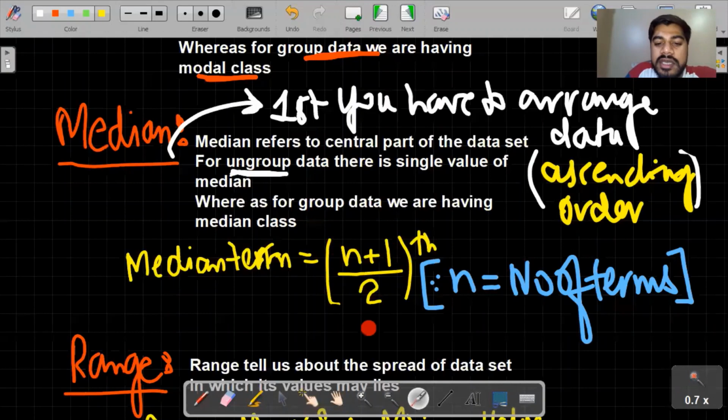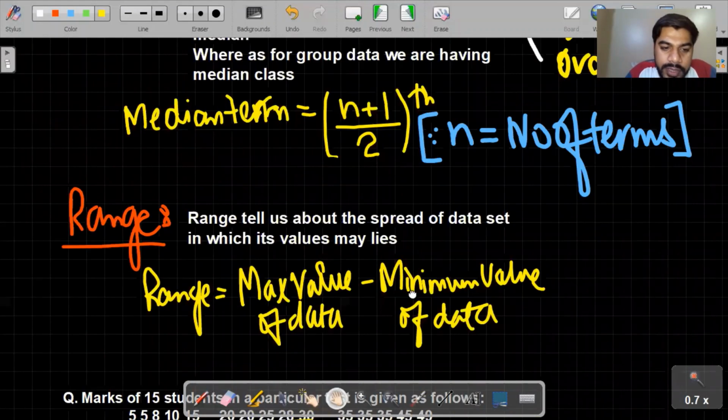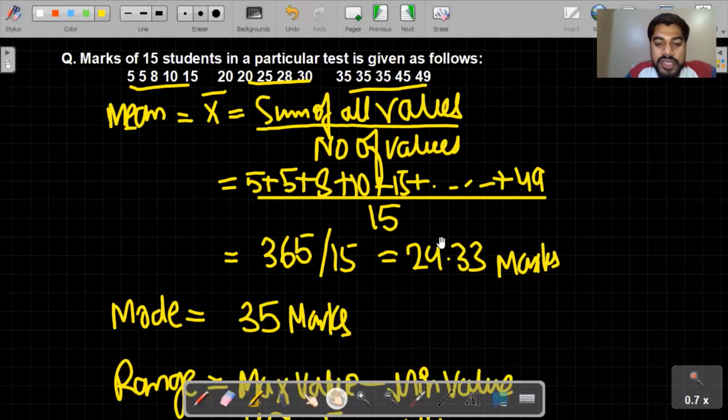We have also discussed the following formula, and this formula only tells us about the median term, not the median value. In the formula, n refers to the number of terms. Before finding the median, we have to make sure that first of all you arrange the data either in ascending or descending order. In most cases, people arrange the data in ascending order. Here we have data already arranged in ascending order, as you can clearly see. However, if it's not arranged, first of all you have to arrange the data.